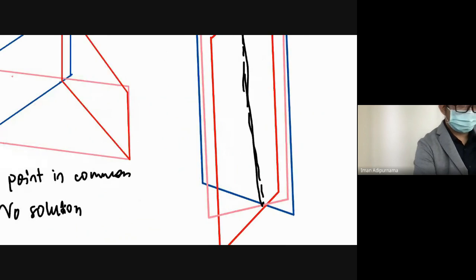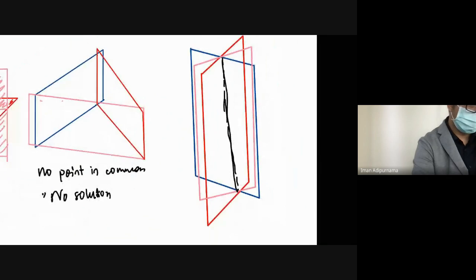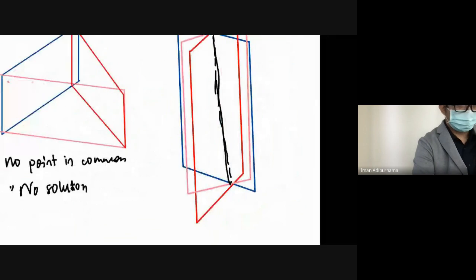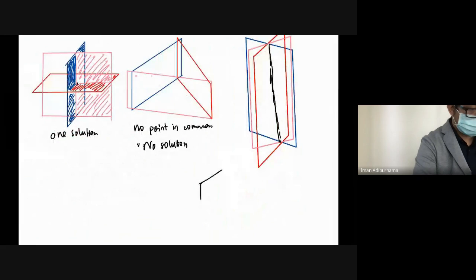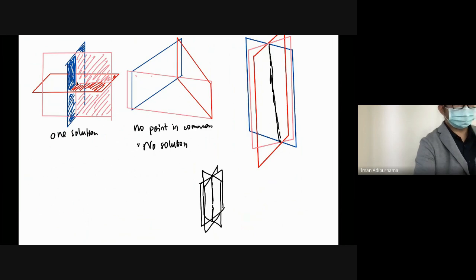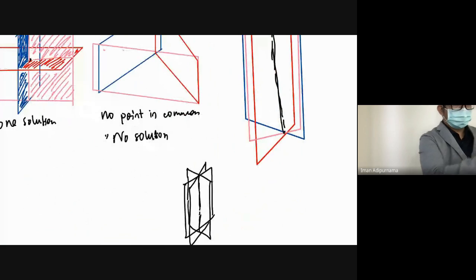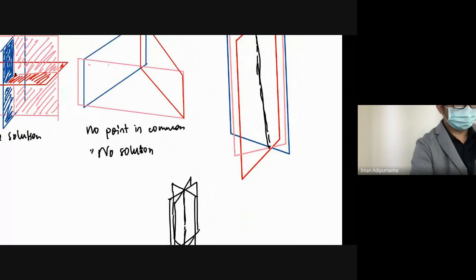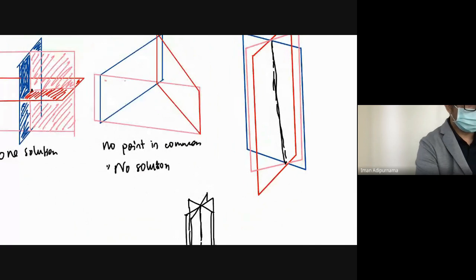It should be a straight line here, so it's not really good here. It should be like this. It should be like that. Should be like that. Okay, so these planes intersect in many points. So this is the intersection.